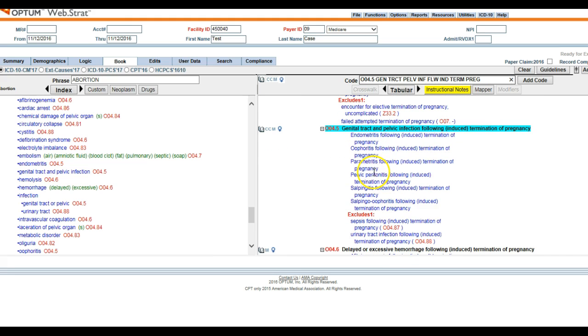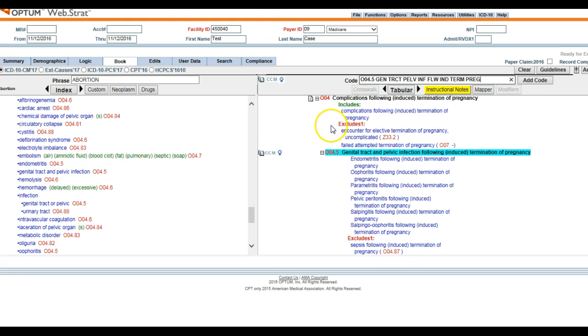And then we're going to go a little further right here, and we're going to look at what all this includes, and these are our inclusion notes. So it includes genital tract and pelvic infection following induced termination of pregnancy, and that's pretty much it. We have this 3-digit category, but we can code to this one because the 5 represents the full complication or the full description. We have endometritis here, we have termination of pregnancy up here, and this code includes this information, and that's pretty much what you have to do.